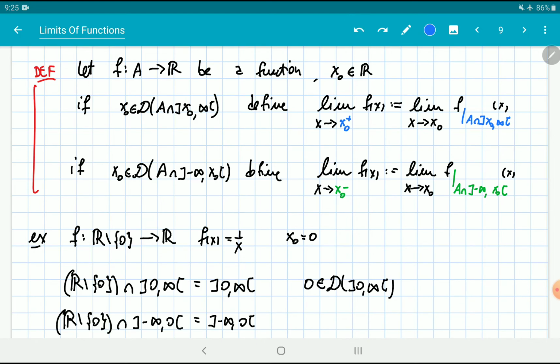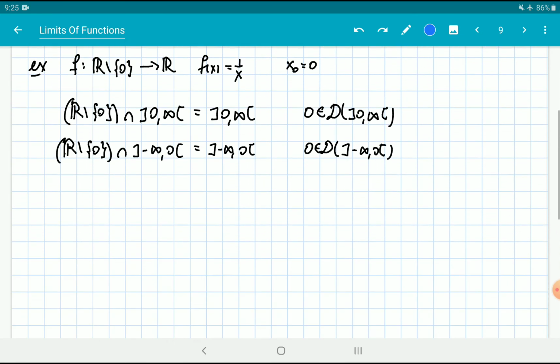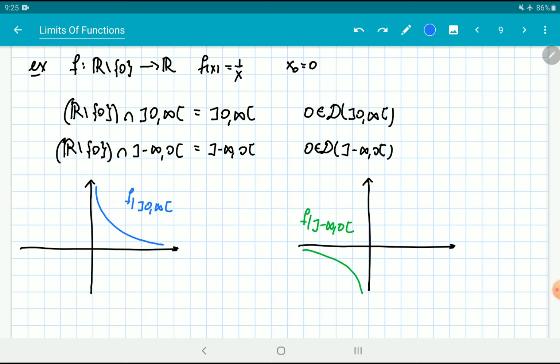And similarly, if I look at the other interval, the intersection again is given by the interval itself. And again, 0 is an accumulation point of this. So it makes sense to consider the limit from the left and from the right as x approaches 0. So this is the restriction if I restrict f to (0, infinity). And this is if I restrict f to (negative infinity, 0).